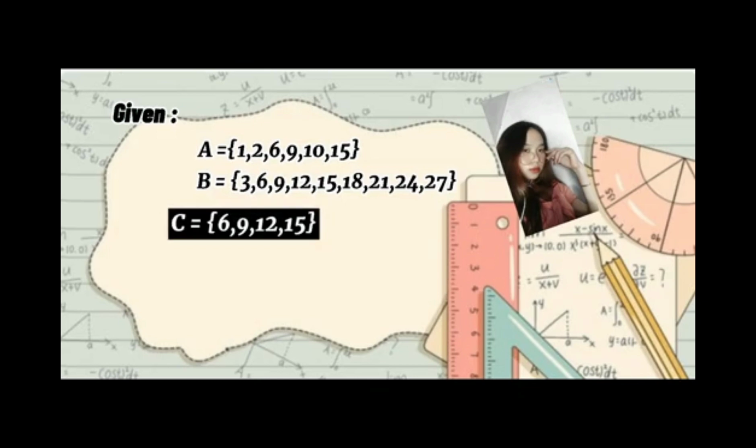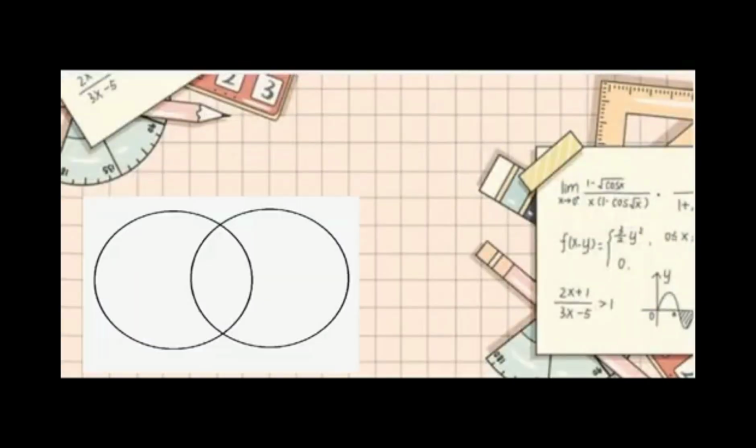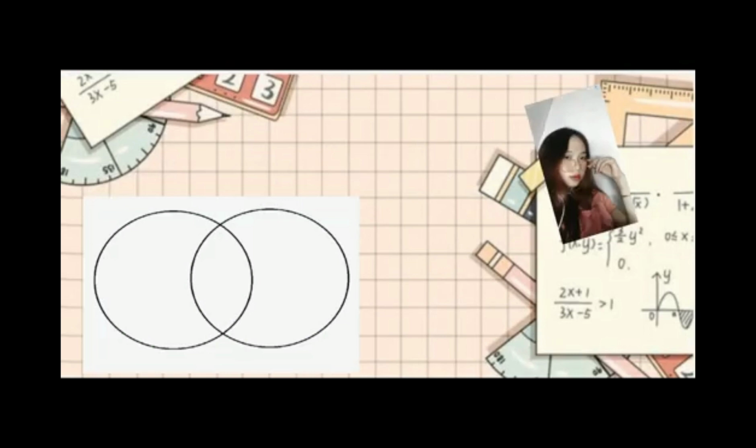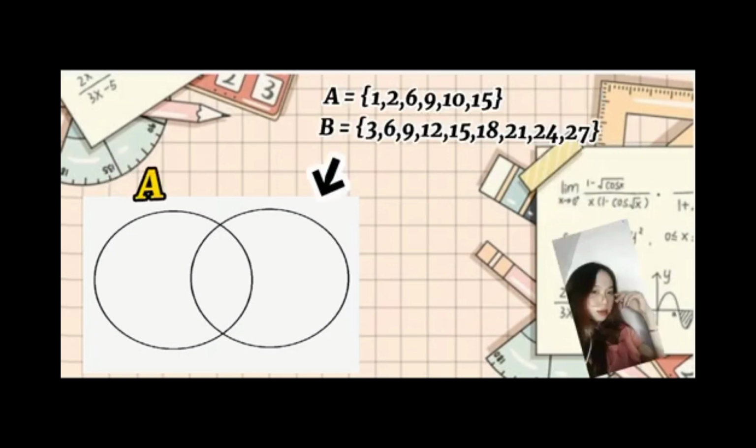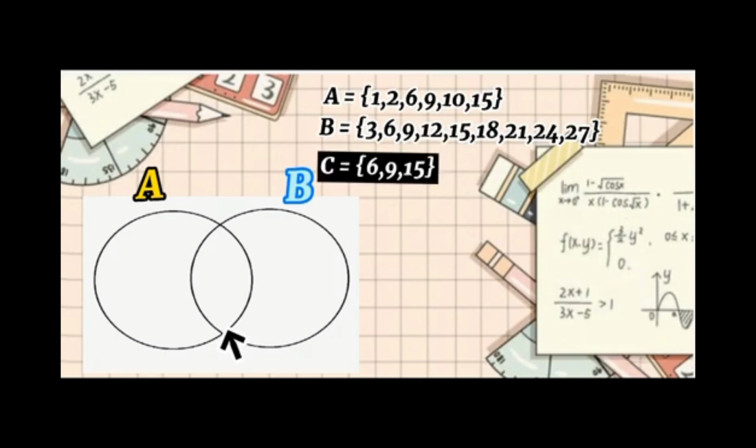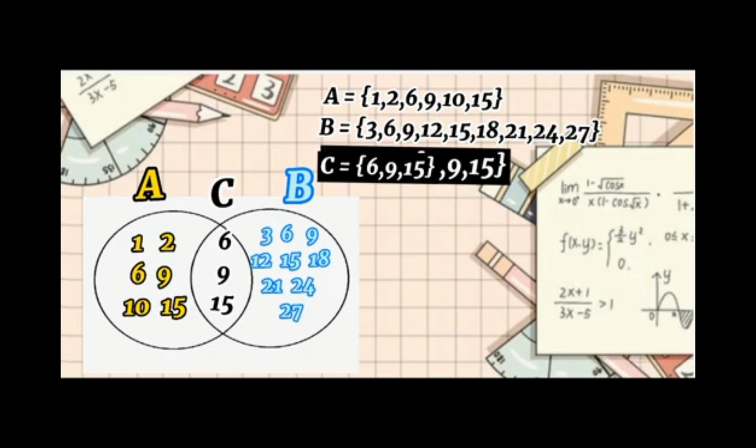So now let's proceed to the Venn diagram. So here's the Venn diagram. Let's assume that the left side of the Venn diagram is set A and the right side of the Venn diagram is set B. And set C will be at the center, our intersection of A and B. So here it is.